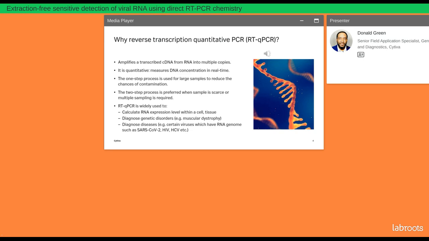So if we take a look at where RT-qPCR is widely used, we can see that it's been widely used to calculate RNA expression levels within tissue, diagnose genetic disorders such as muscular dystrophy, or diagnose diseases, certain viruses which have RNA genomes such as, you guessed it, COVID-19, HIV, HCV, etc.